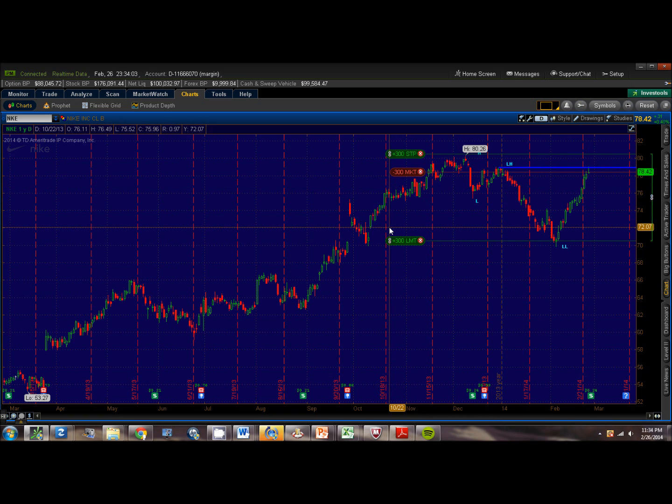So this is it. This is the short pin bar that we clearly see on the daily charts for Nike. It is February 26th. I hope that we all make a whole bunch of virtual cash.